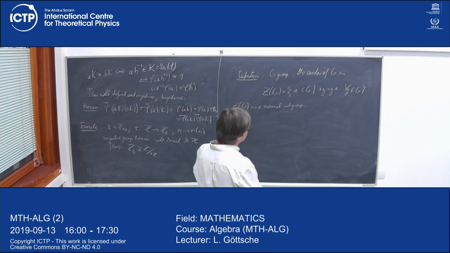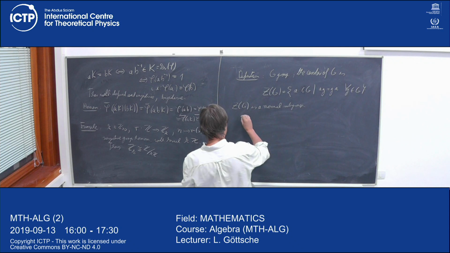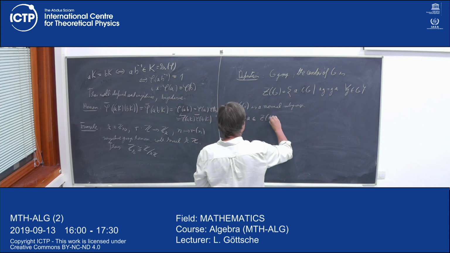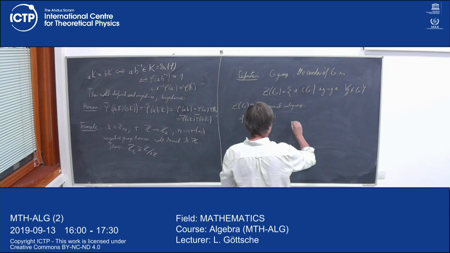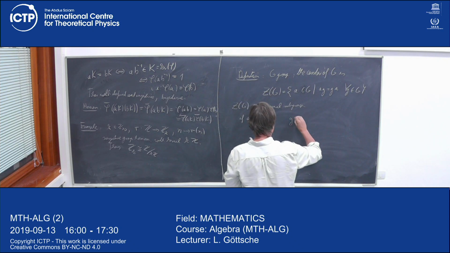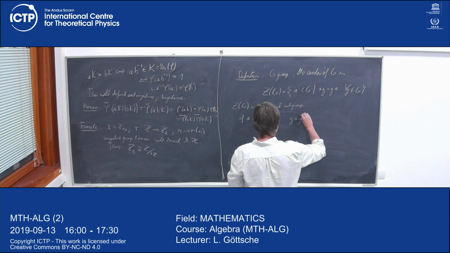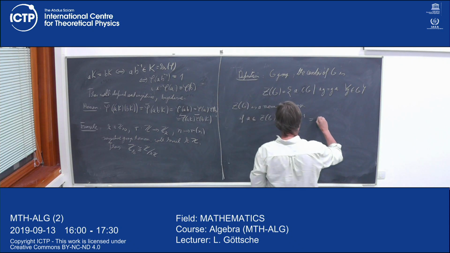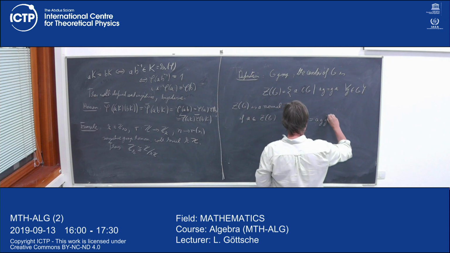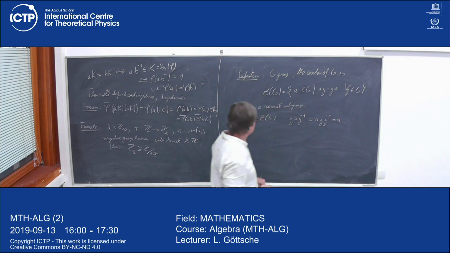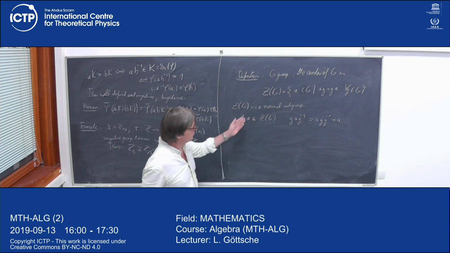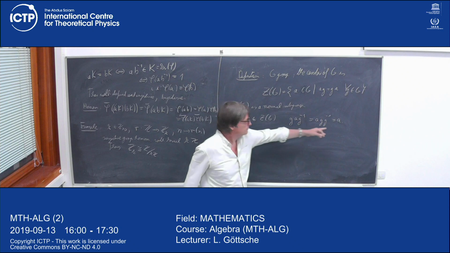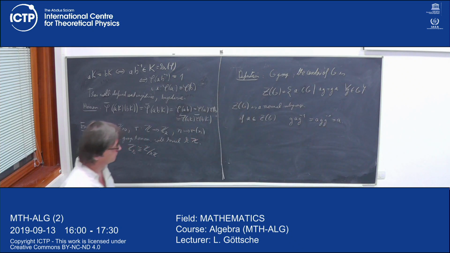Because if A is in the center of G, then if I take any element g in G, g A g to the minus 1, as g and A commute, is just A g g to the minus 1, which is equal to A. So this is much stronger than a normal subgroup. Conjugating with any element will give me the same element. Good.